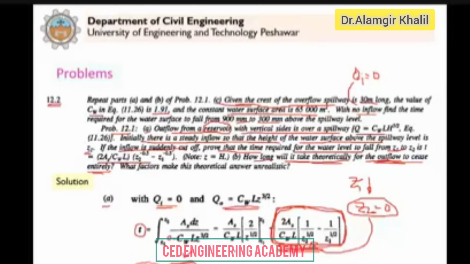So what could be the possible factors that give us this unrealistic solution? Factors which make this theoretical answer unrealistic include surface tension, surface ripples, evaporation, leakage, and seepage losses. We already know that from a reservoir there can be evaporation from the water surface. Similarly, there can be water seepage down into the soil. So these are factors we did not consider while deriving the equation for the time. These can be responsible for why we get the time as infinity.